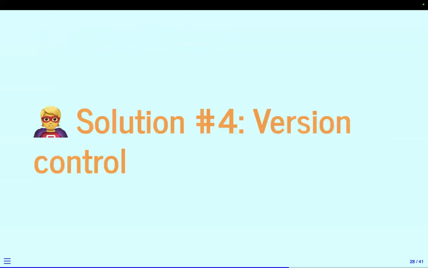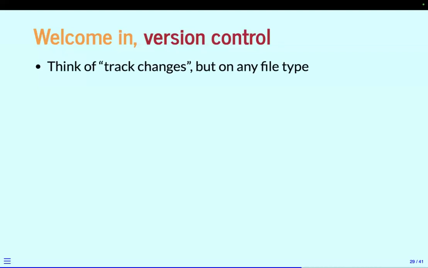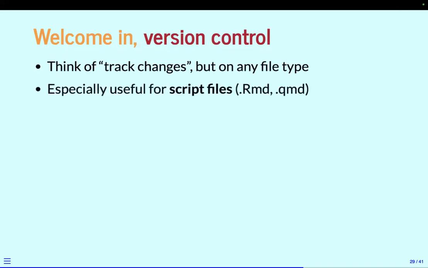A solution for this is using version control. You can think about it as track changes, but on any file type. In our case, it is especially useful for script files: .r, .Rmd for R Markdown, and .qmd for Quarto files, where you can really keep track of how you're developing that script and how you're changing things over time.